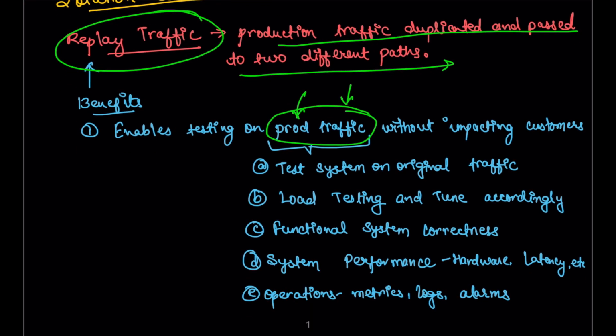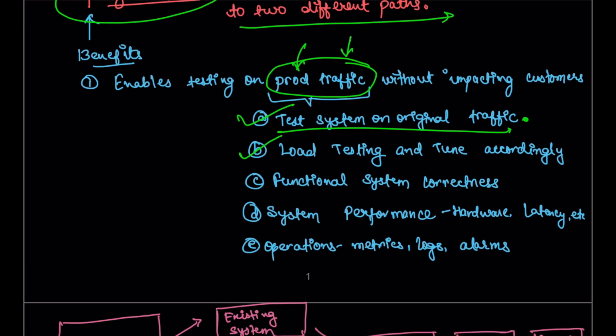So what are the benefits you will get? The first benefit is you are able to test the system on original traffic. You are not doing this on system-generated traffic, but the system is being tested on the original customer production traffic. Second is load testing and tuning accordingly.